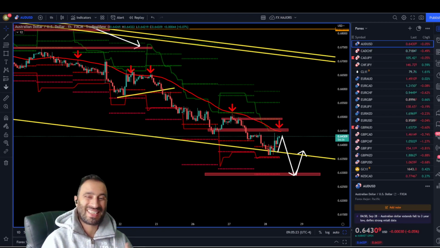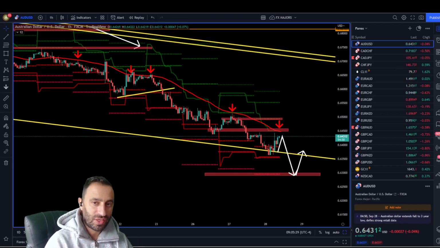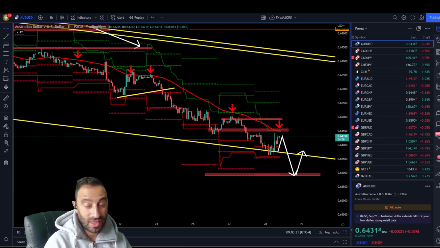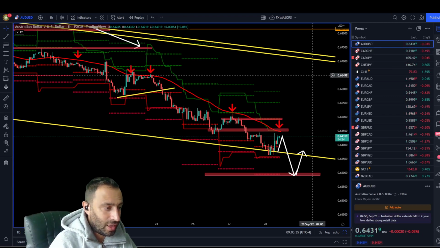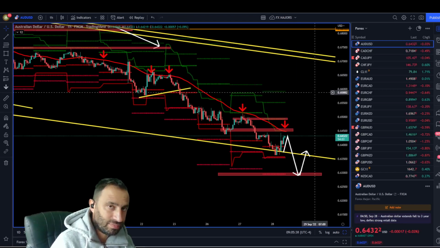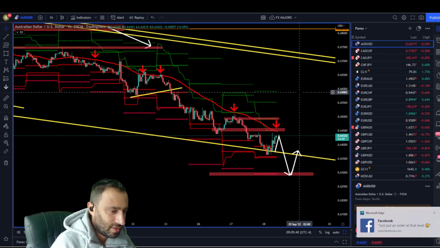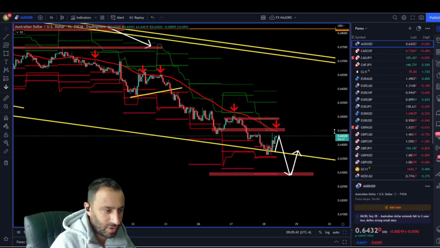So what I do is I scale into the trade, and what that basically means is I can take some of my position in my first zone and then some of my position in my second zone. So I want to show you how to do that. I've got a trade that I'm going to play, so I need to make this quick because otherwise it's going to run away from me.